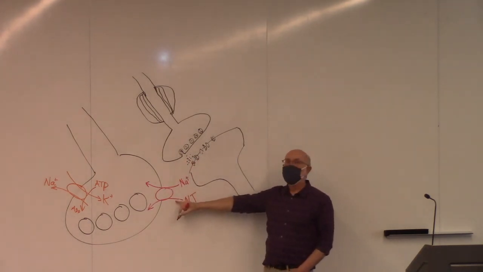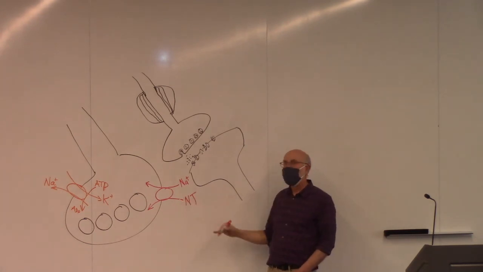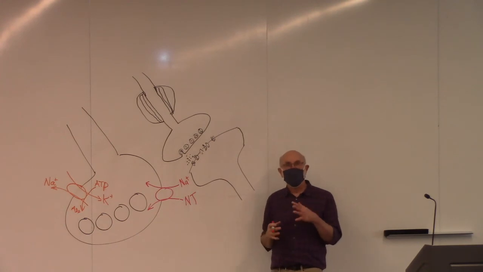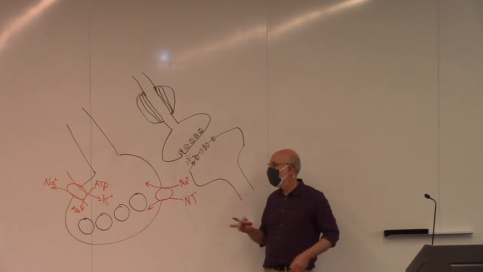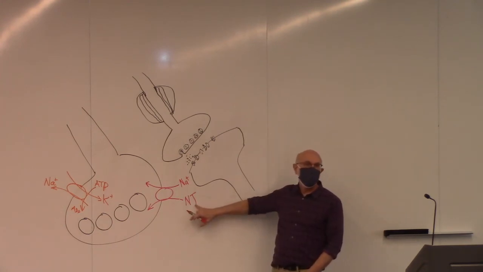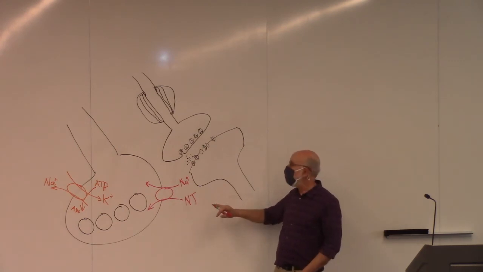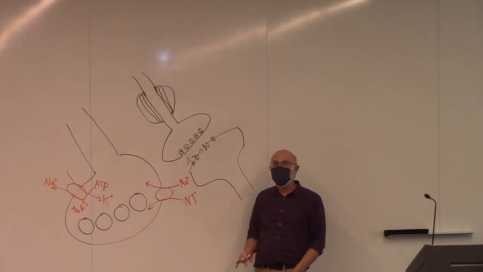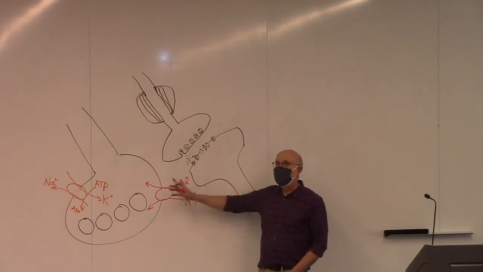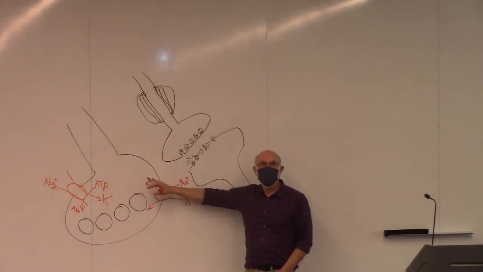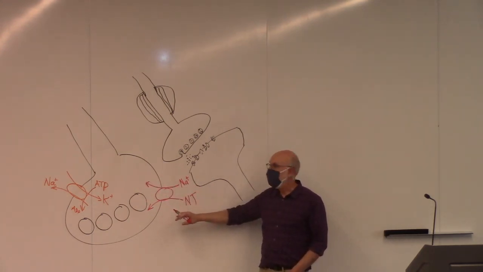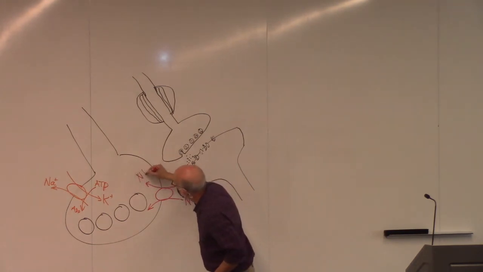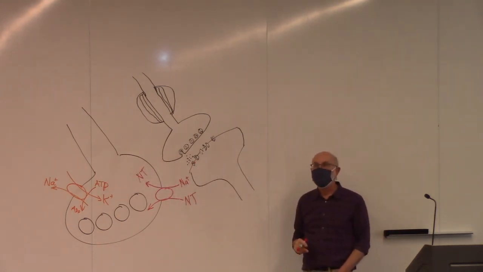What do we call this protein? Generically. Some of them have very specific names. What do you suppose NT stands for? Neurotransmitter. So this is a sodium neurotransmitter co-transporter, using the sodium gradient to pump neurotransmitter into the cytosol, into the cytoplasm of the presynaptic terminal.